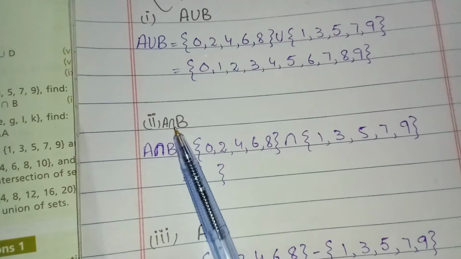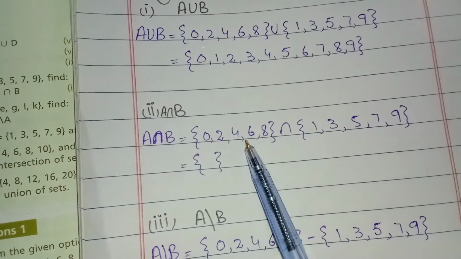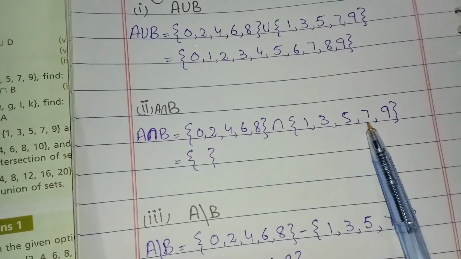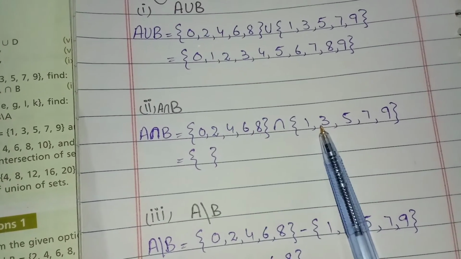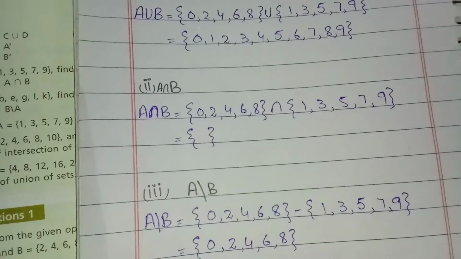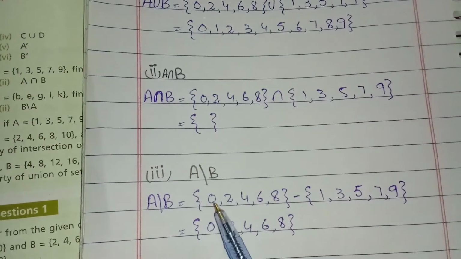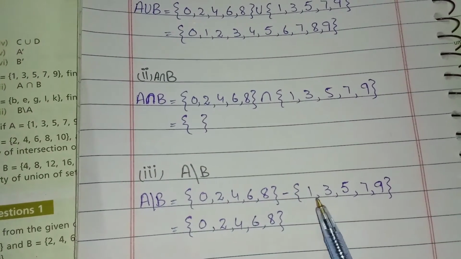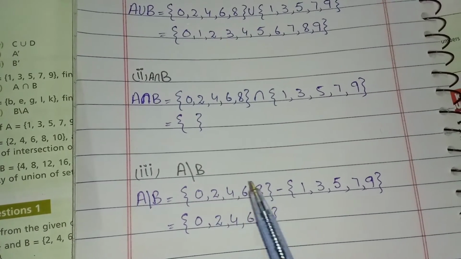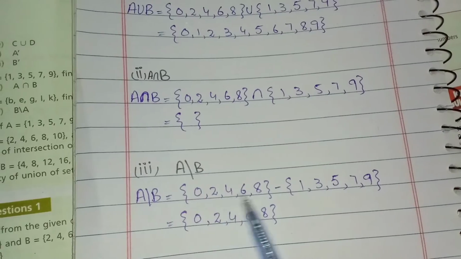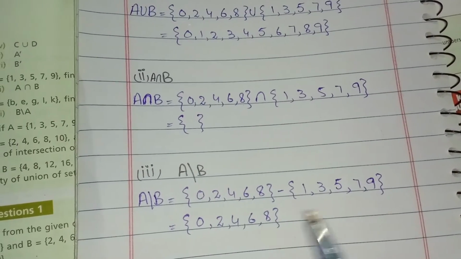Part number 2, A intersection B. A intersection B is equal to 0, 2, 4, 6, 8 intersection 1, 3, 5, 7, 9. In the intersection, common elements are written. So there is no common element in the sets A and B, so this is an empty set. Part number 3, A minus B. A is 0, 2, 4, 6, 8 and set B is 1, 3, 5, 7, 9. So 0, 2, 4, 6, 8, because no element is common in both sets. So set A is the difference of the two sets.